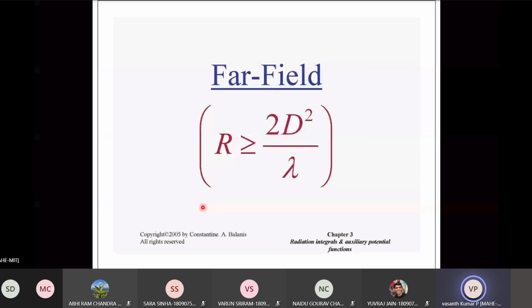Now we have seen in the second chapter what far field means: R is greater than or equal to 2D squared by lambda. D is the largest dimension of the antenna. So R is greater than or equal to 2D squared by lambda. That's what we have seen.